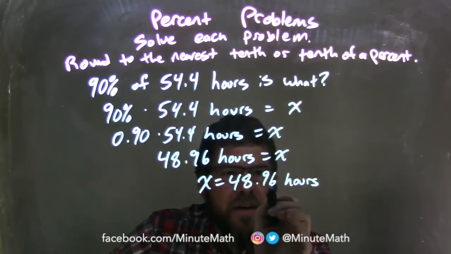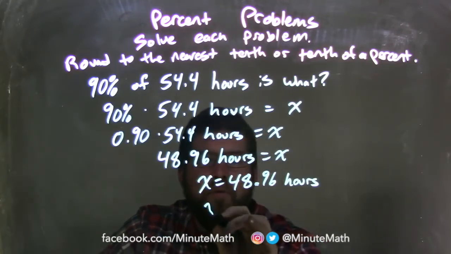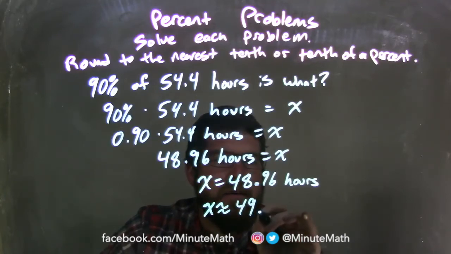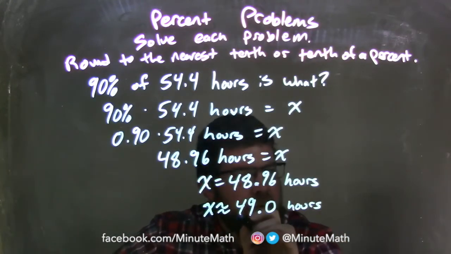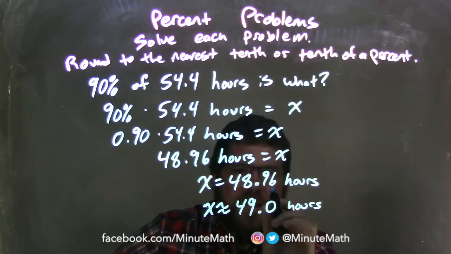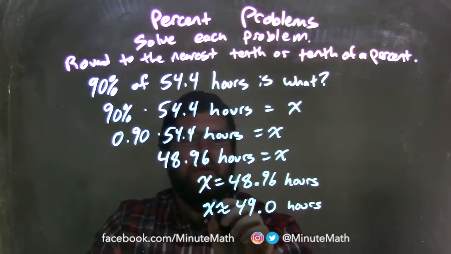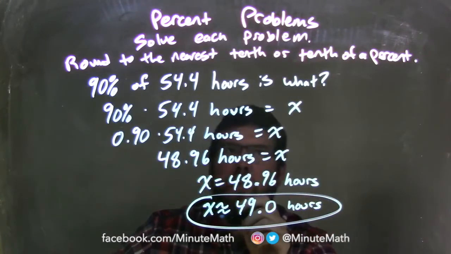So we look at the 9 and the 6. The 6 causes the 9 to round up, but with 9 going up, it really goes up to 10, which causes this 8 to go up to a 9, and this 9 to go to a 0. So when we round up, X is approximately 49.0 hours. Don't just write 49, but 49.0. That shows that you did round, and you ended up with a 0 there. It's a little clue. So our final answer is 49.0 hours, which answers the question.